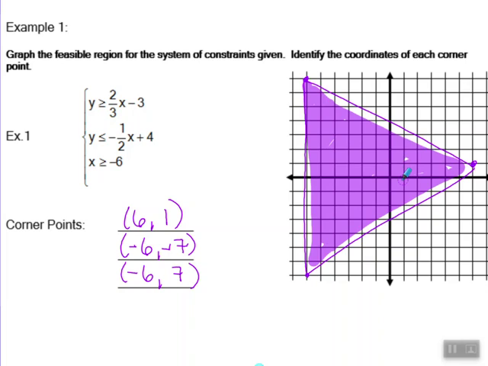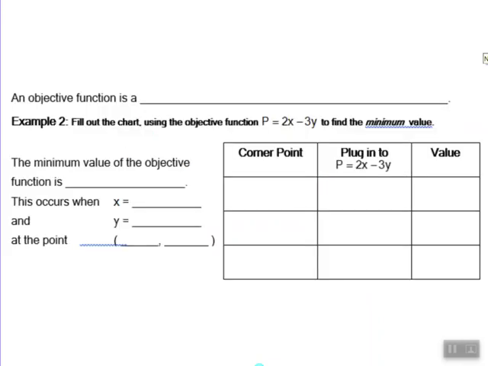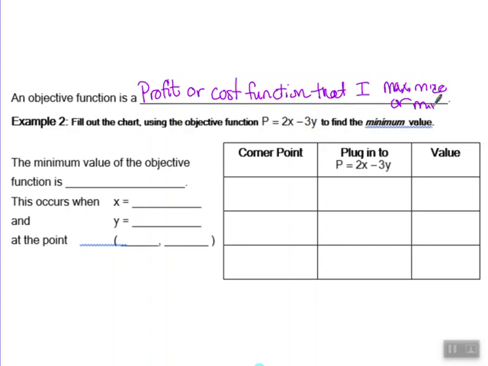So that's what I'm going to do. I'm going to be given a list of constraints, draw a picture, and then I'm going to have to maximize or minimize that. So if I move on to the next one. Now, what is an objective function? That is a profit or cost function that I maximize or minimize. So that means I need to have something to see what's going to be the biggest or the smallest, how to profit or how to do that.